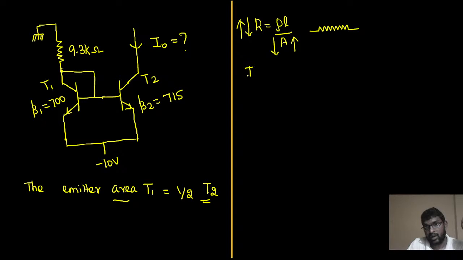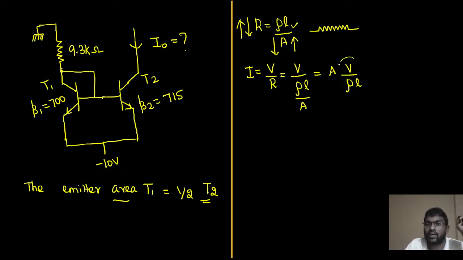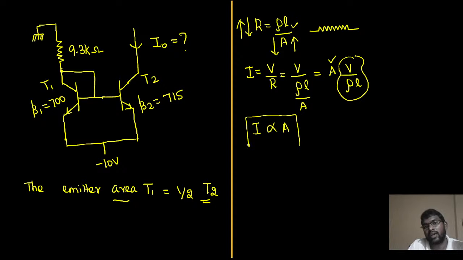Another conclusion. According to Ohm's law, I is equal to V by R. If I replace R by its internal physical property, R equal to rho L by A, from this relation I can say I will be A V by rho into L. Yes or no? In our question they do not talk about all this. They are talking about only area. So here what I can say is the value of current is always directly proportional to the area of the conductor. Area and current both are directly proportional. Do remember these basic things. Fine, sir, it is fine.